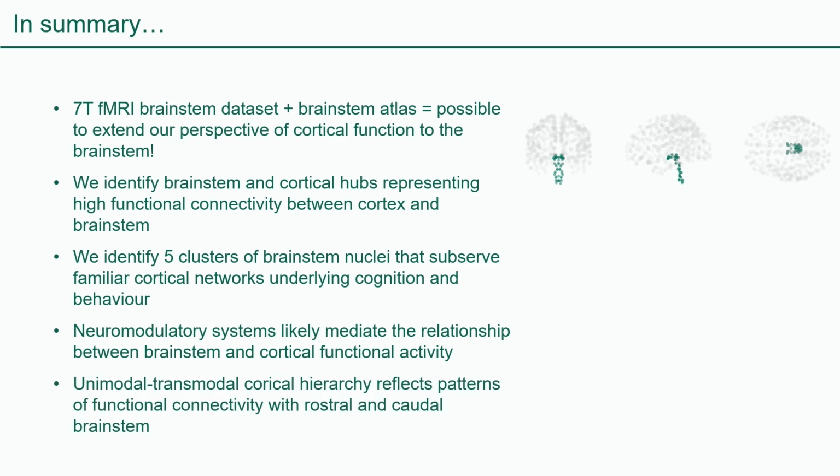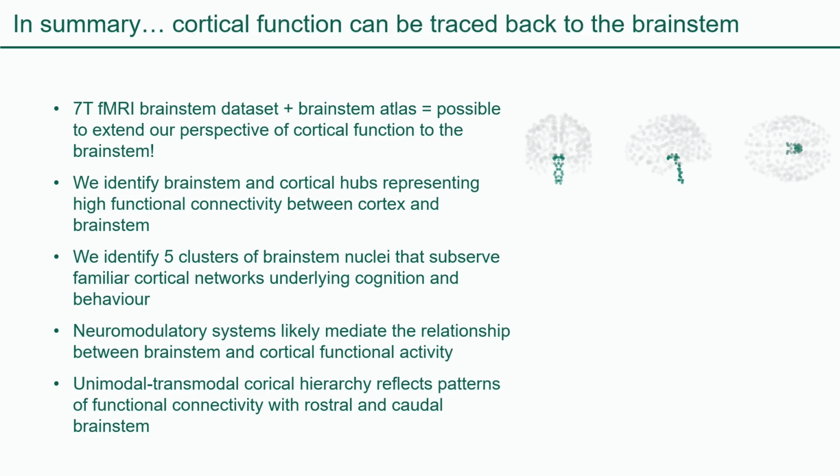And lastly, this unimodal transmodal cortical hierarchy, which we typically think of as representing cortical-cortical connectivity, is actually also found when you look at cortico-brainstem connectivity, and it reflects patterns of functional connectivity with rostral and caudal brainstem. So in other words, kind of a one sentence summary is that a lot of these cortical organizational patterns that we see in the brain, cortical function, things like neural oscillations, the cellular types, the different cognitive specialization, a lot of these can be traced back to the brainstem.